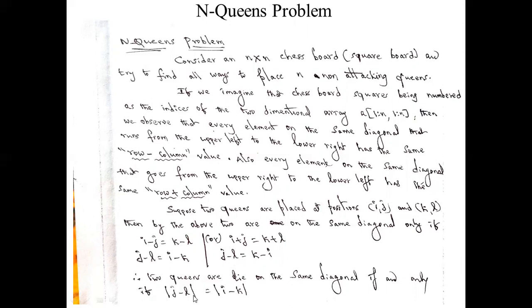Just by calculating the row numbers difference and column numbers difference, if both values are the same, irrespective of the negative sign, then we say that both are in the same diagonal. So like that, we can recognize whether two queens are in the same row, same column, or same diagonal. Based on that, we say whether both are attacking each other, or whether any queen is attacking any other queen which is already placed in the chessboard. We can easily identify this based on these three principles.